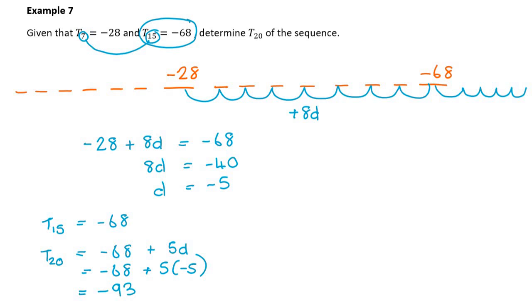So that's one way to do it. You don't always have to use a formula. We could have found the formula and then found the 20th term, but it was easier just to think, well, if we're at term 15, let's just keep hopping on.